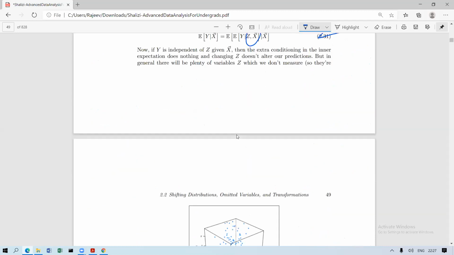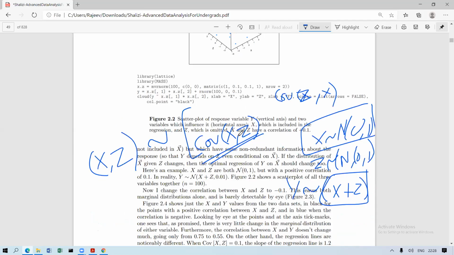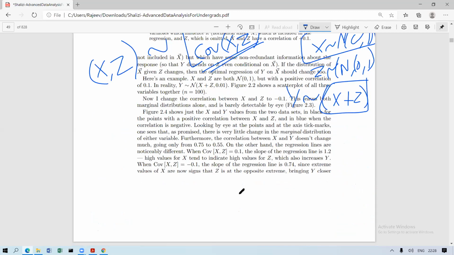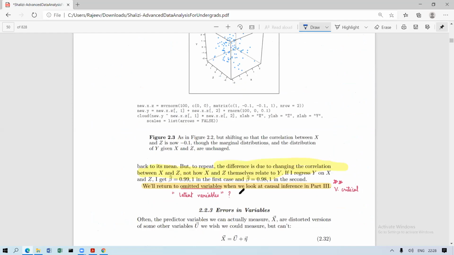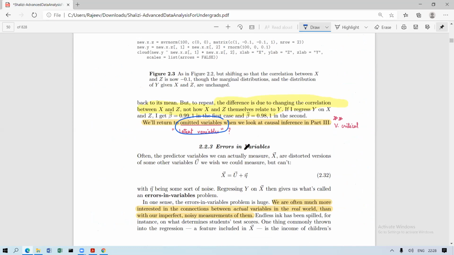If it was not dependent on z, then it would have been no problem, we said earlier. So because of this, the joint distribution of x and z changes, and that's why you also have to account for variables that you have never seen. These are the omitted variables, and even they can influence what your optimal predictor is.